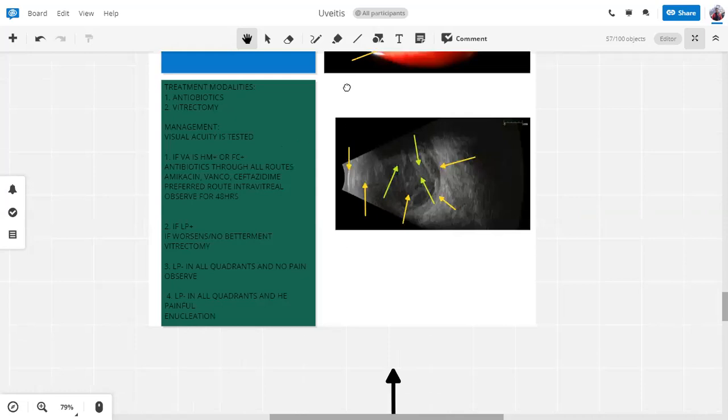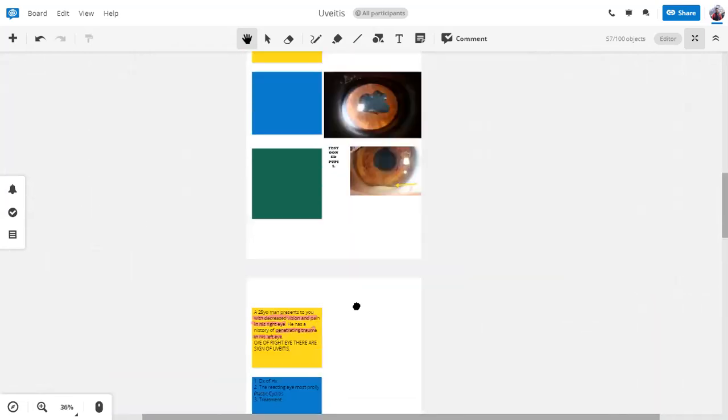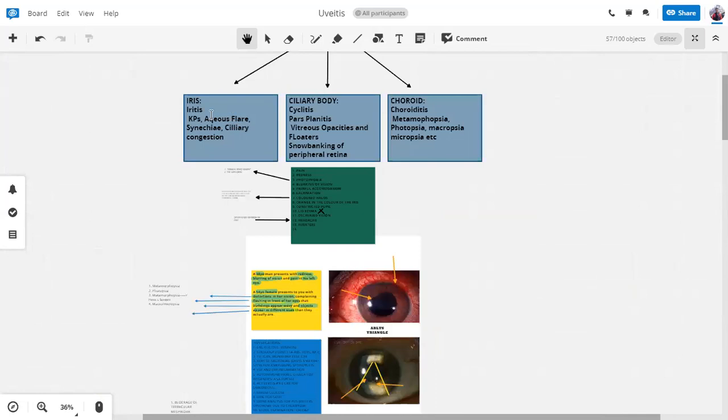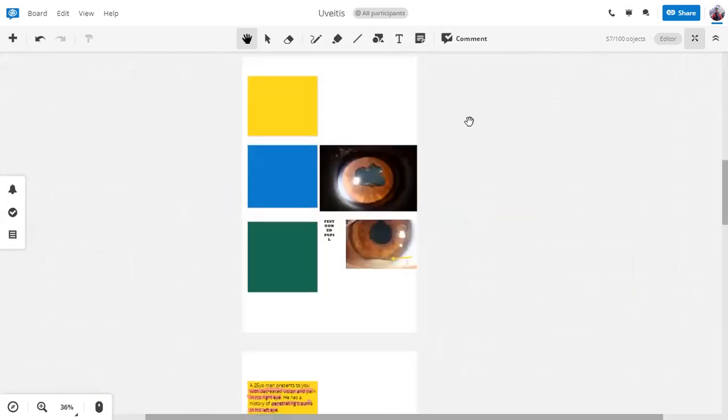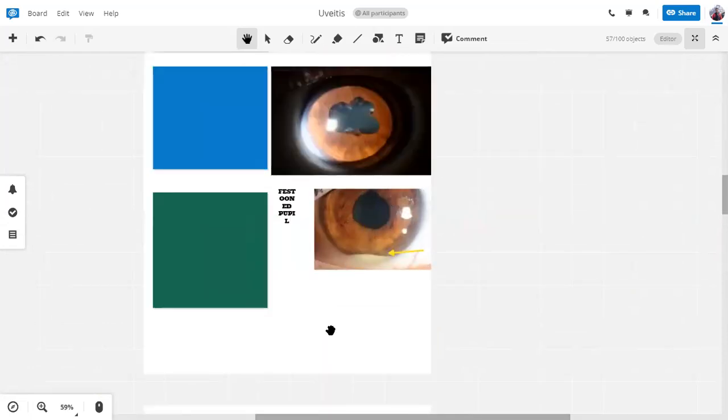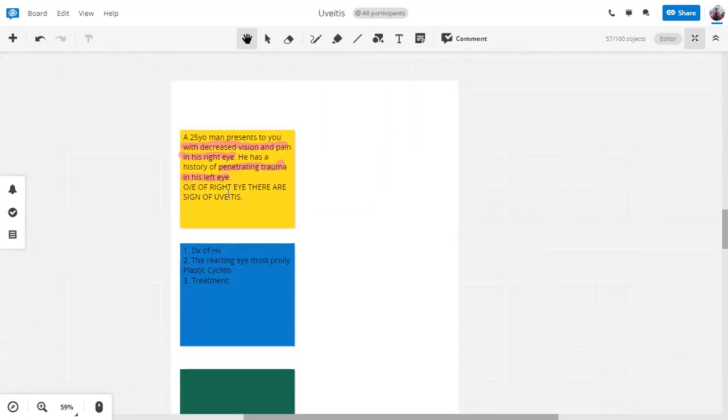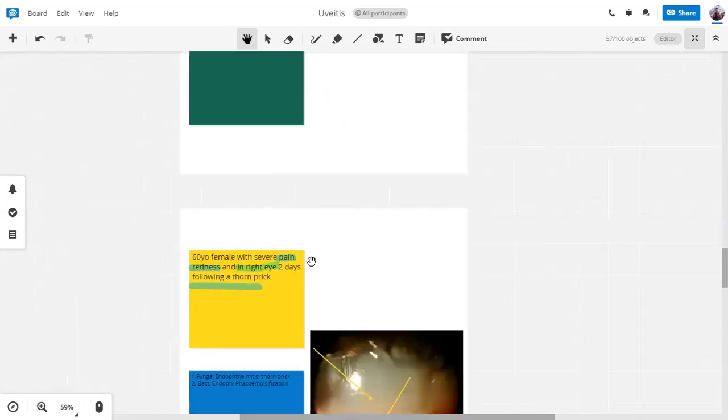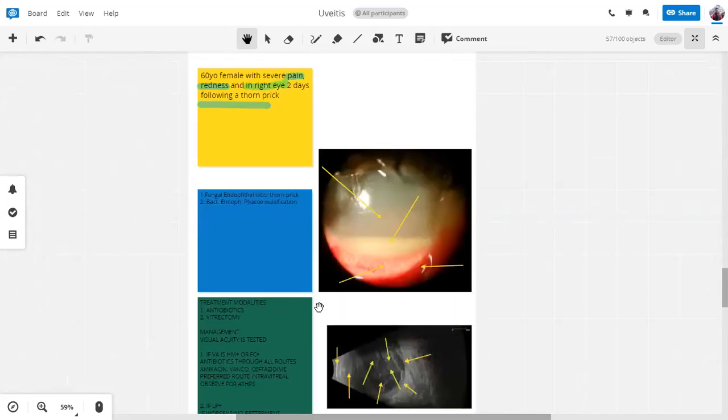Okay? So these are more or less all of the things which are involved in the uvea. These include the 3 types of uveitis: anterior, intermediate, posterior. These signs and symptoms of uveitis: synechia, hypopyon, sympathetic ophthalmitis, and then endophthalmitis.